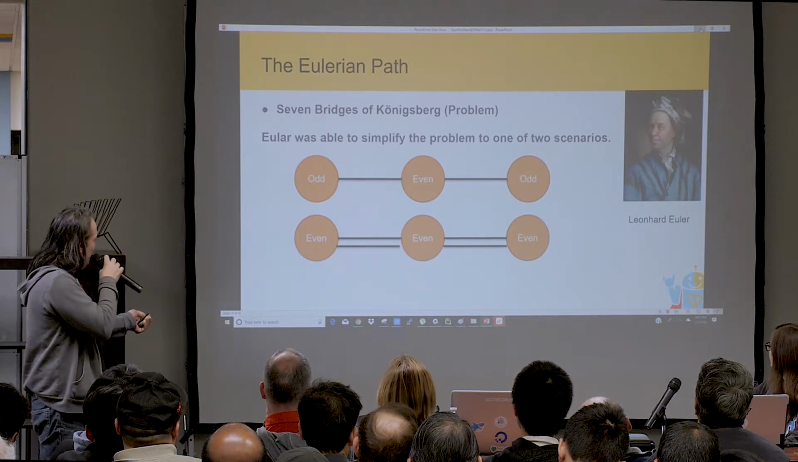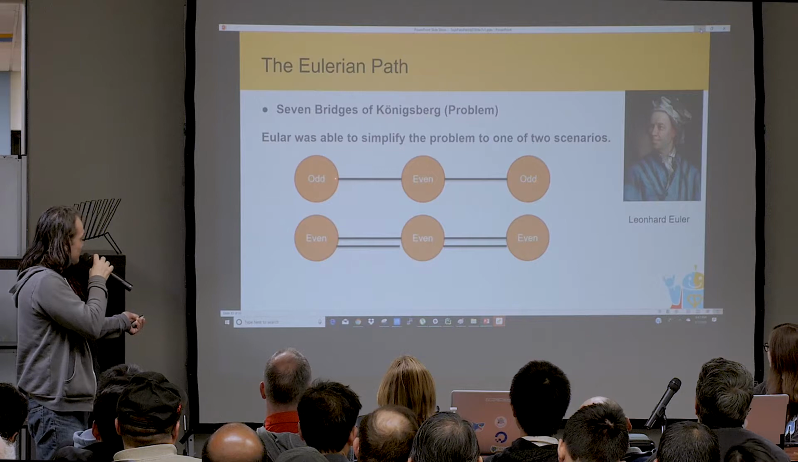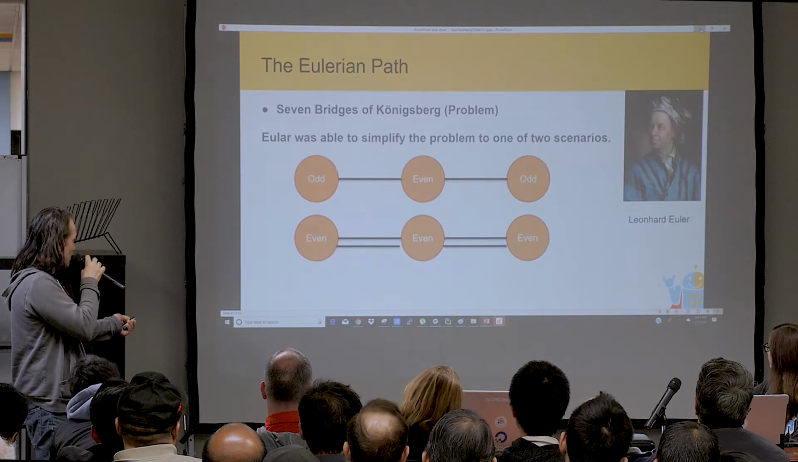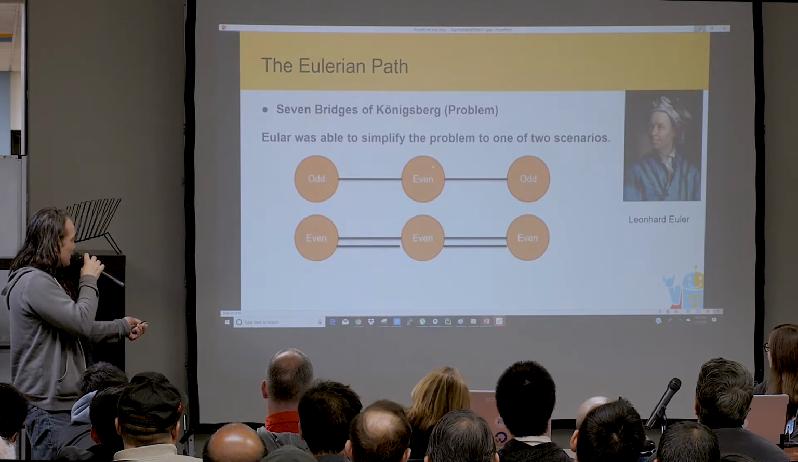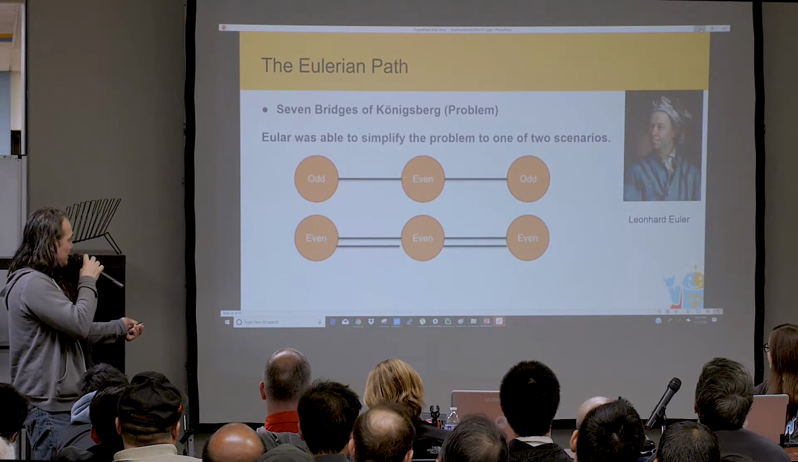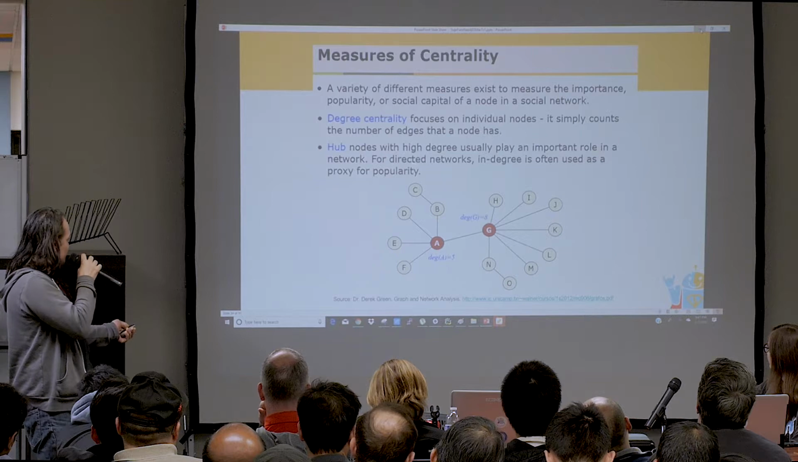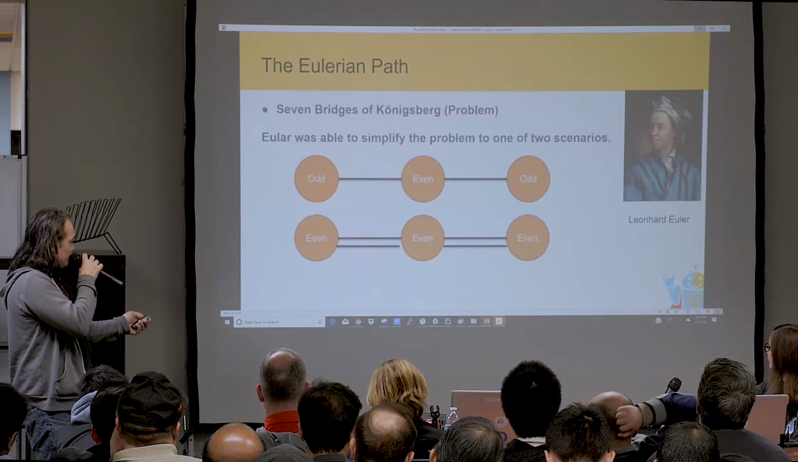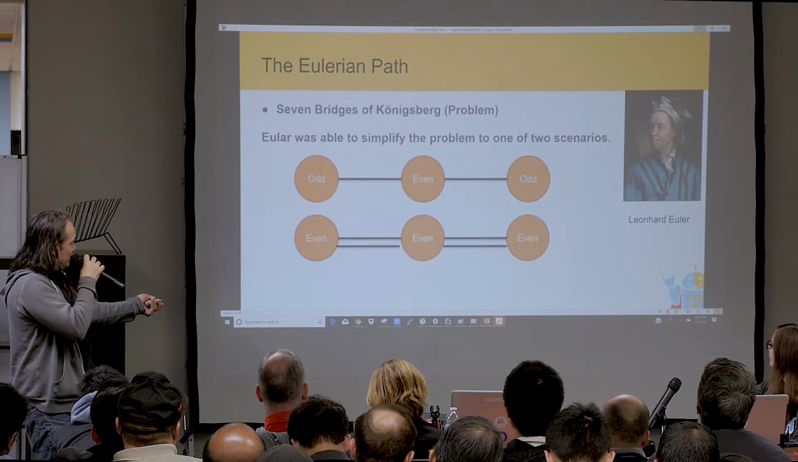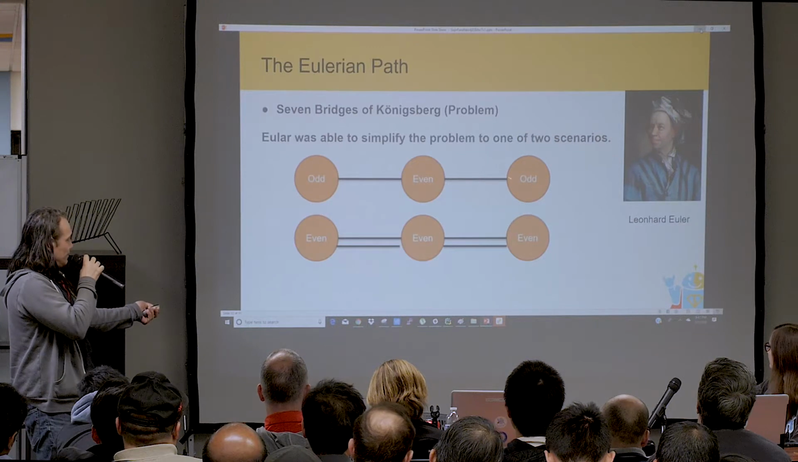So in other words, this is an odd node, right? The number of edges is 1. One is an odd number. This node here has 2 edges, right? So that's an even relationship. I keep jumping back and forth here, I apologize. And obviously the last node has another odd relationship.